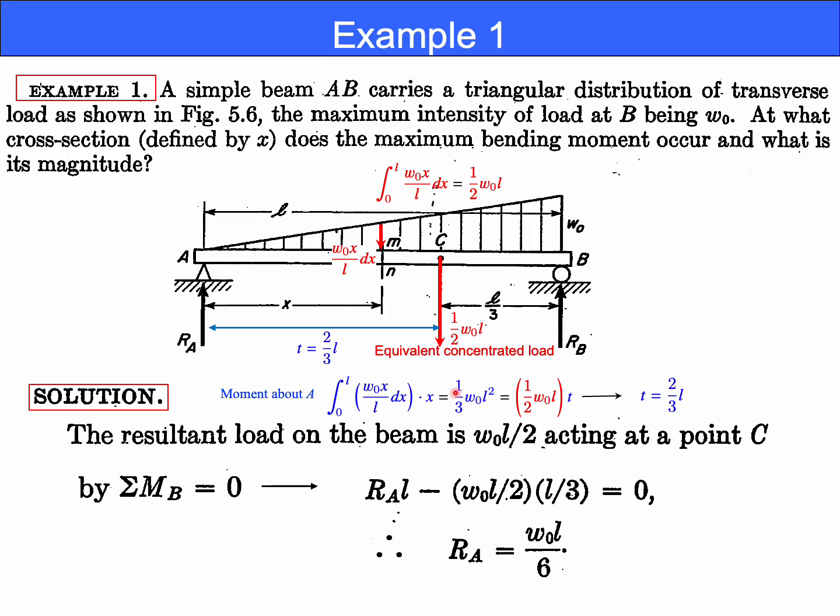This should be equal to this amount, and from this relationship we obtain this distance as 2/3 times L. That is exactly at a distance L divided by 3, L by 3, from the right side. This is the centroid of this triangle, actually.